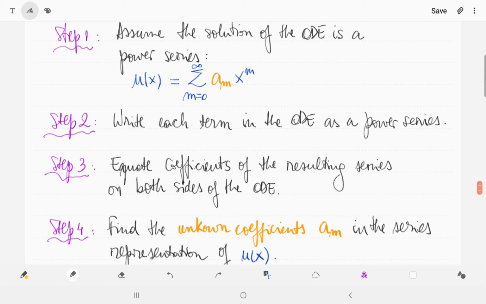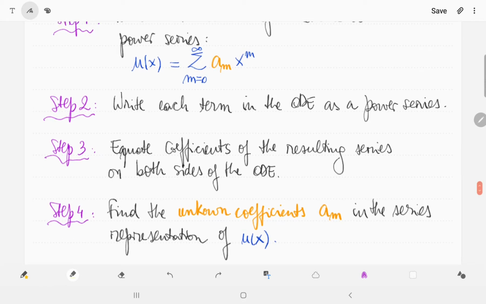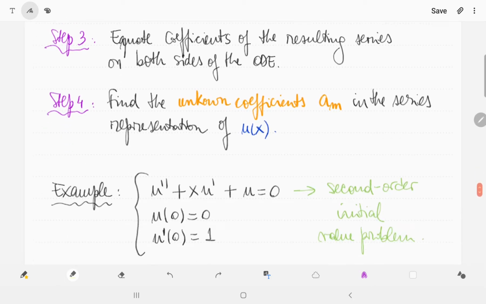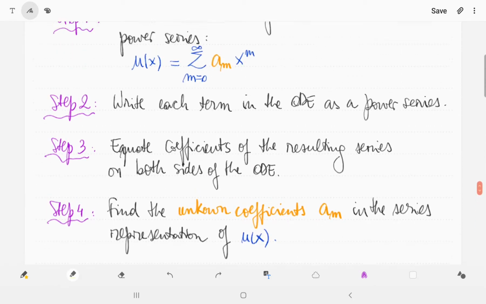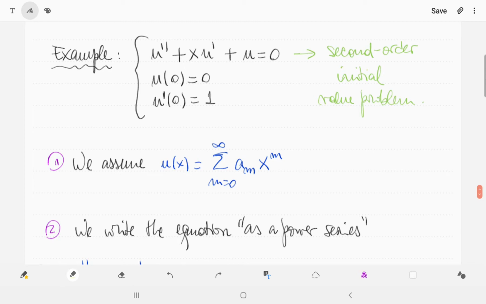So as I said, first we propose this solution. Now all the energy is put here to try to find this am. So to this aim, we write the equation as a power series. Then we equate the coefficients that we have on both sides of the equation. And this step 3 would lead us to the unknown coefficients am. Maybe. So we'll see. Okay, let's try to identify these steps, solving this example.